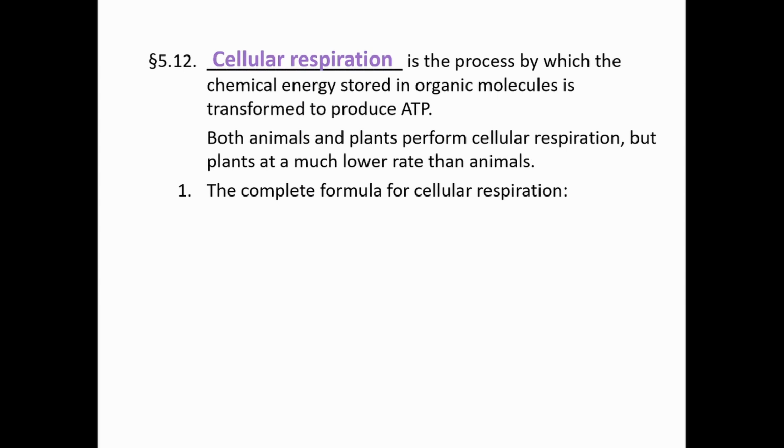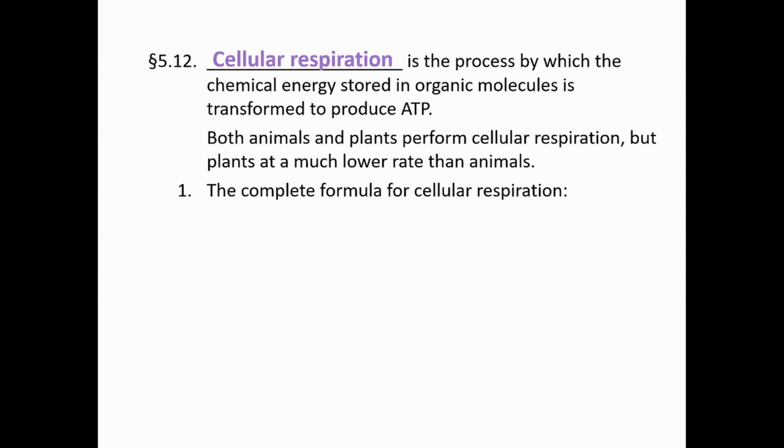In order to do that, we're going to go through a process called cellular respiration, where we take the chemical energy stored in organic molecules like carbohydrates and transform it to produce ATP. Now, both animals and plants do go through cellular respiration. It doesn't matter who you are. However, plants do this at a much lower rate. Animals do this at a much higher rate.